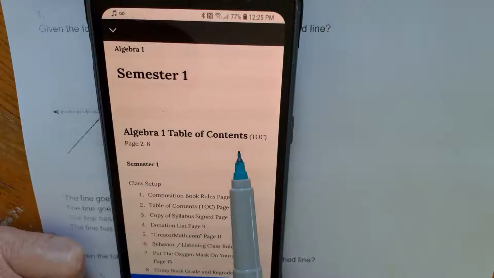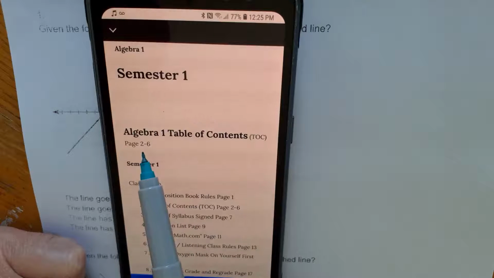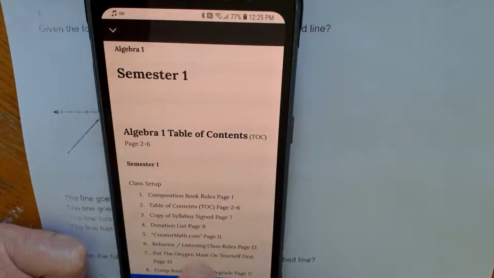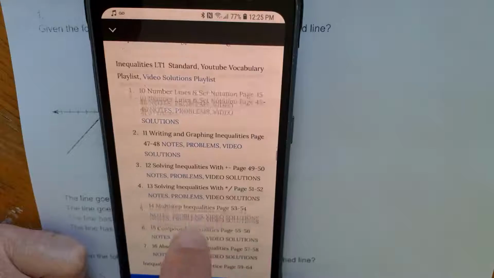So now we're going to scroll down to the semester for which this video is being made. This is the table of contents. Please make sure you have done what you should have already done, which is copy this entire table of contents onto pages 2 through 6 of your composition book. If you haven't done that already, please stop now and do that. Follow the videos back on the prior page we already discussed.